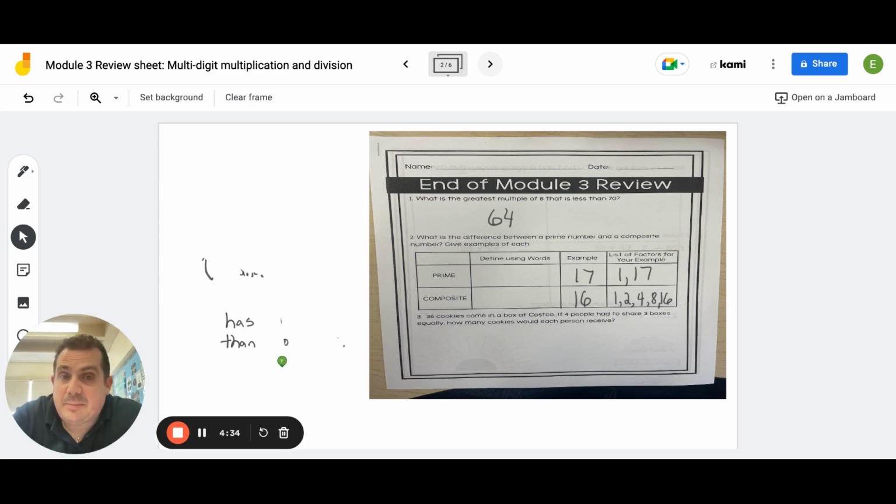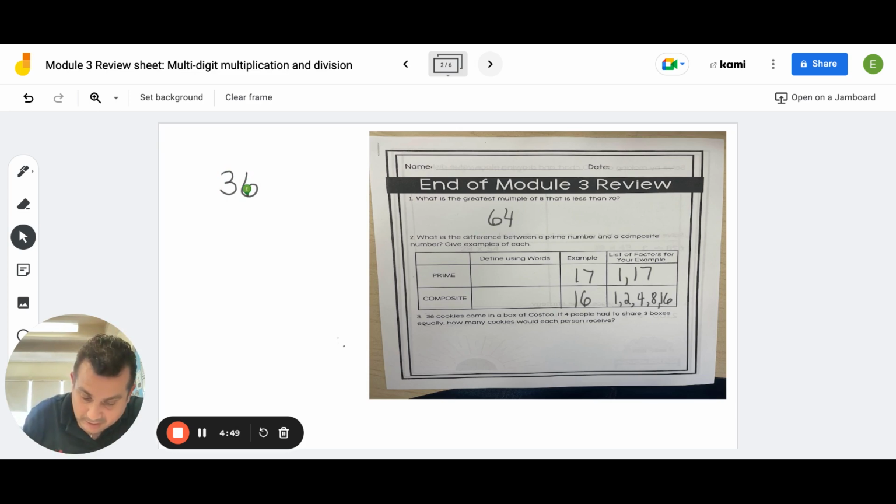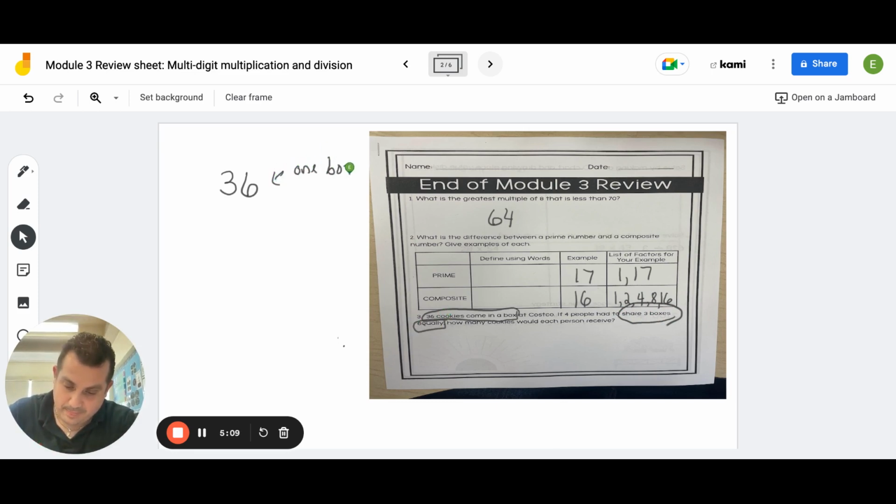36 cookies came in a box at Costco. If 4 people had to share 3 boxes equally, how many cookies would each person receive? Well, we know that 36 cookies come in a box. That's important. We're sharing 3 boxes equally. So 36 cookies are in one box, and 3 boxes would be 36 times 3.